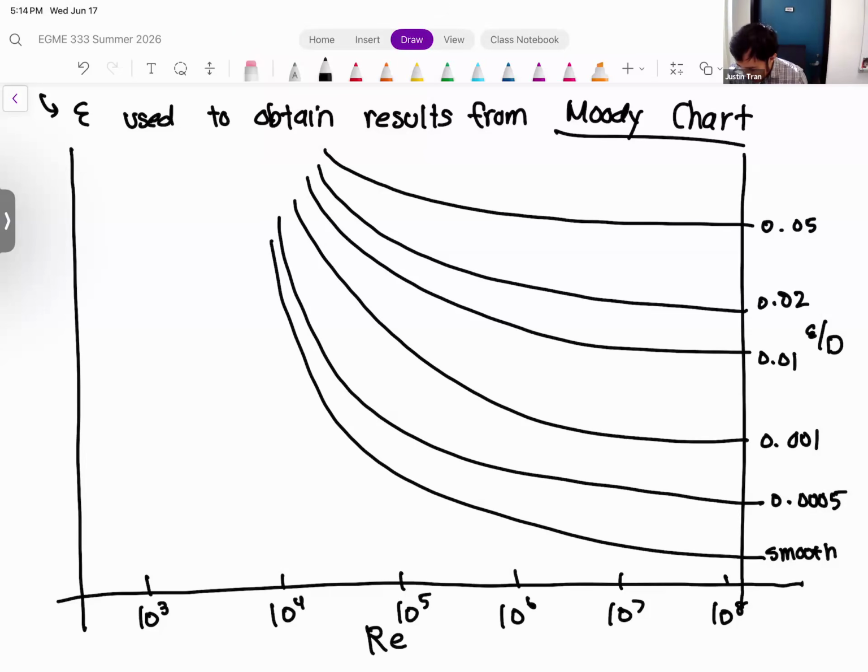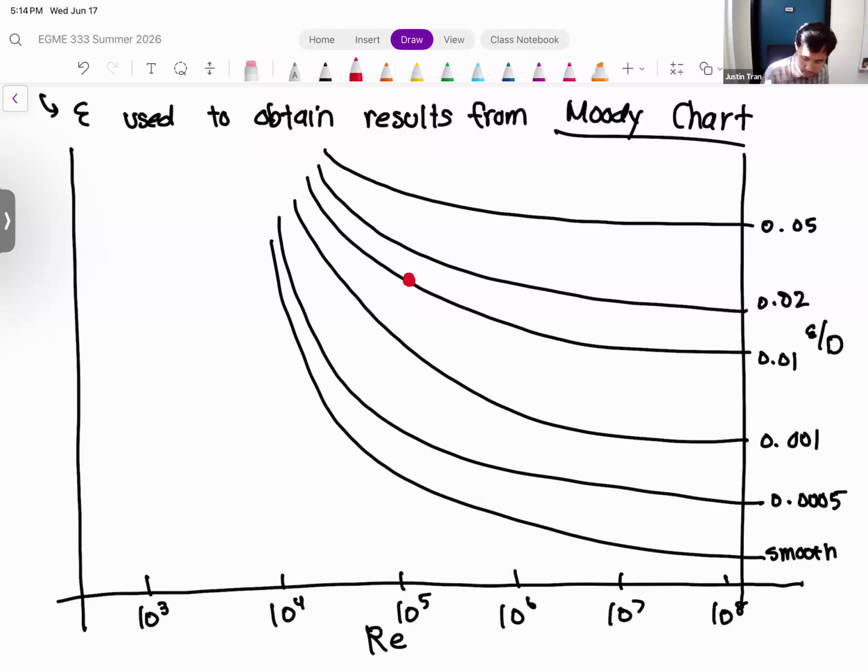And so the way to use the Moody chart is you're first going to find which curve you're going to use depending on the ratio of epsilon over D. Then you're going to go to a different spot on the curve depending on your Reynolds number. So let's say we're working on a pipe that has a surface roughness to diameter ratio of 0.01, and a Reynolds number of 10 to the 5th. Let's say that gives us that location there on the Moody chart.